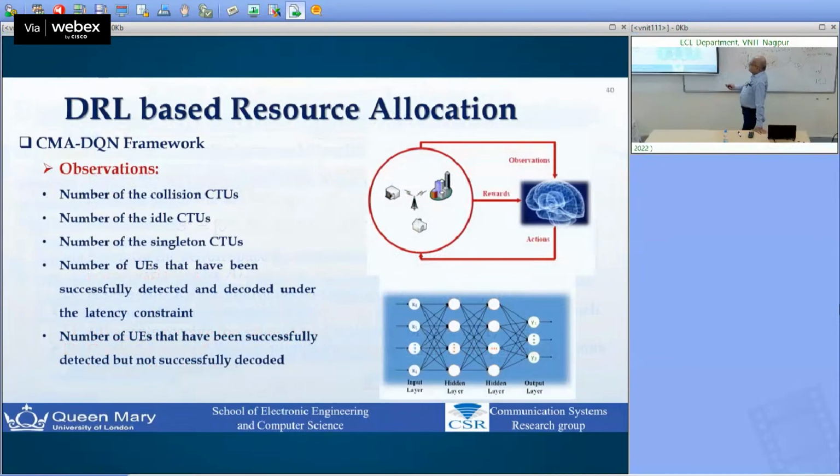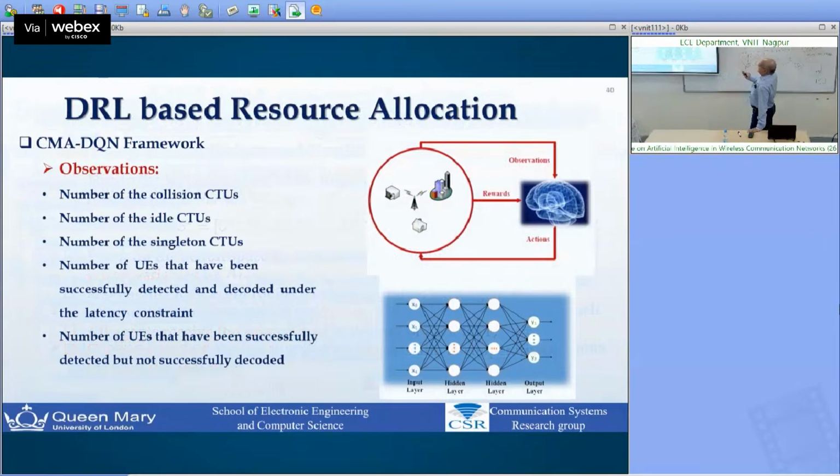So here, these are the 5 observations. How many CTUs collided? How many were idle? How many CTUs were singleton? The number of user equipment that were successfully detected, but when doing successive interference cancellation they failed, or they didn't meet the latency constraint, so it failed. Detected fine, CTUs were successfully detected but not decoded. This one is detected and decoded. So these are the 5 observations here.